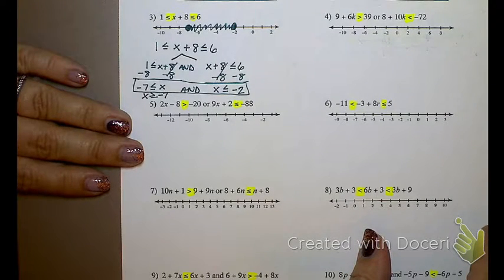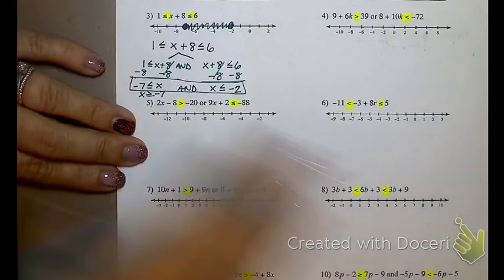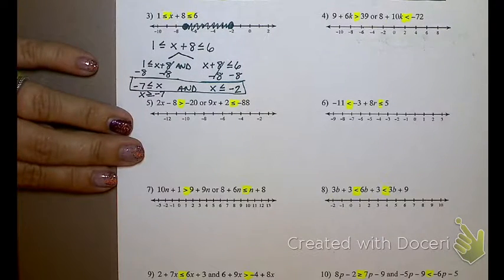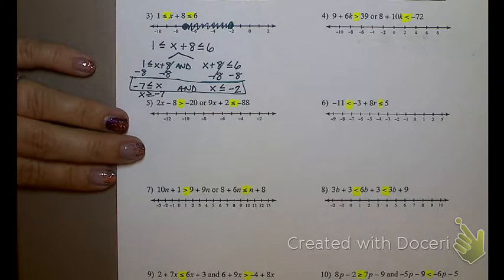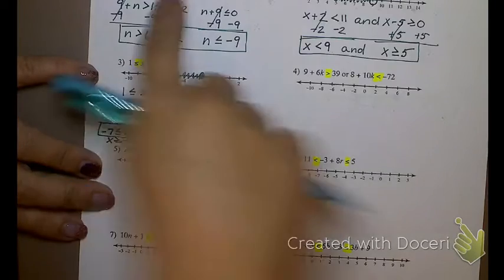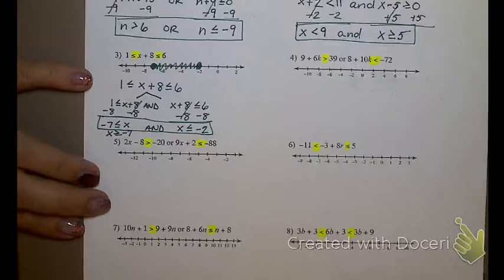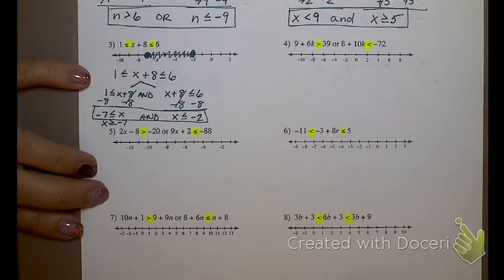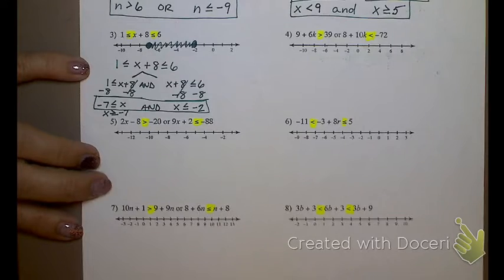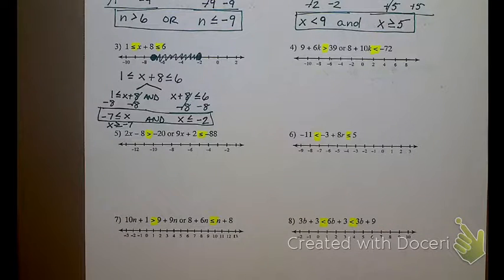Not too bad, right? By the way, we have not encountered any multiplying or dividing by negative numbers. If we multiply or divide by a negative number, you still have to flip signs. Okay? But pretty much each one of these is just solving two inequalities at the same time and then picking which graph it fits. So I want you to take a minute and try 4, 5, and 6 for me.